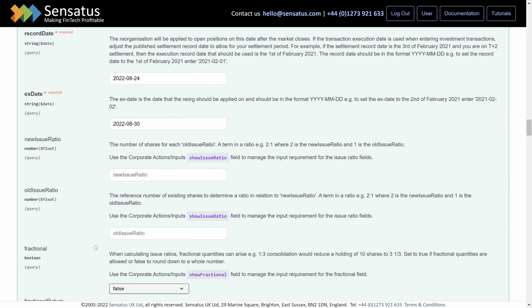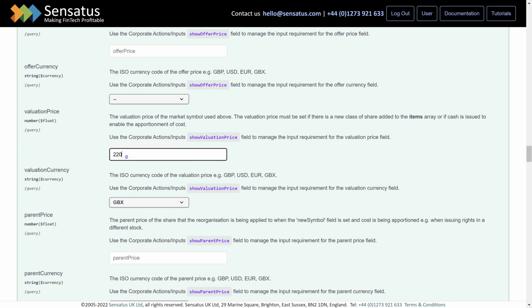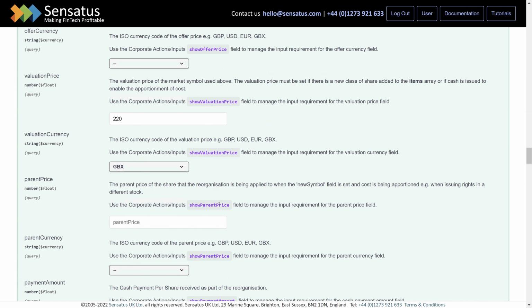Set the valuation price and currency to 220 pence, which was the opening price on the ex-date. The valuation price of the shares is needed to determine if the cash received should be treated as small or large cash as defined by the HMRC.